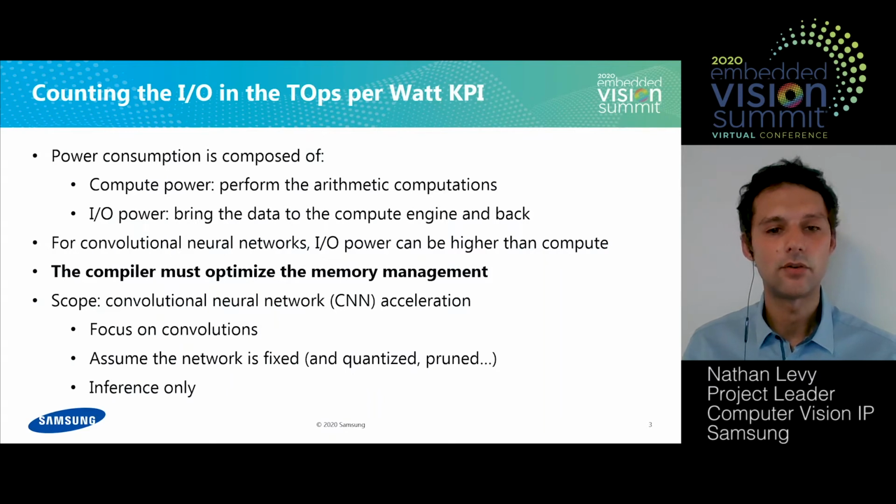When doing CNN inference, you have to be particularly aware of I/O power, because it can be even higher than compute power, and this is why the compiler has to optimize memory management. During this talk, we will focus on CNNs, we will focus on convolutions, although these are not the only layers, these are pretty representative. We will assume that the network is fixed and quantized and pruned if it is necessary. And we will only talk about inference.